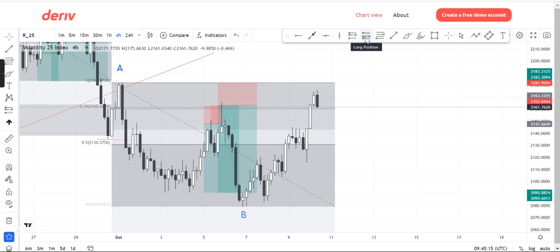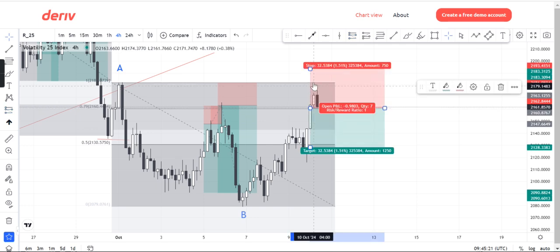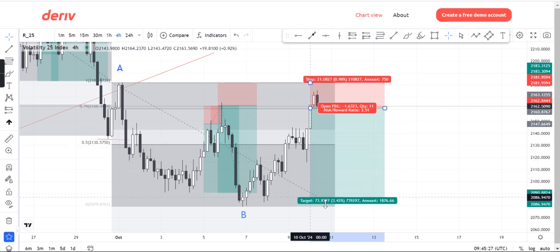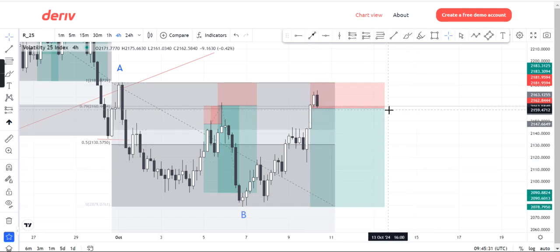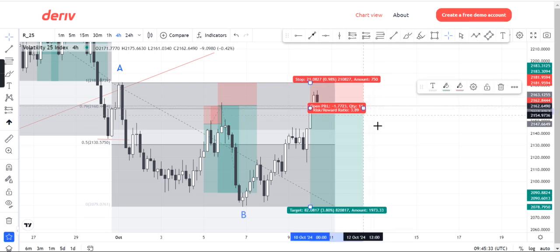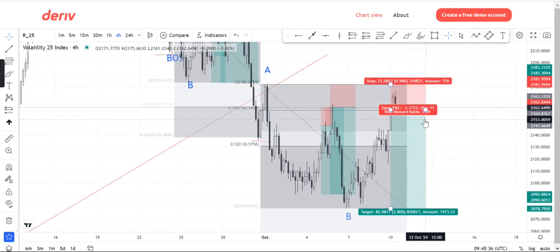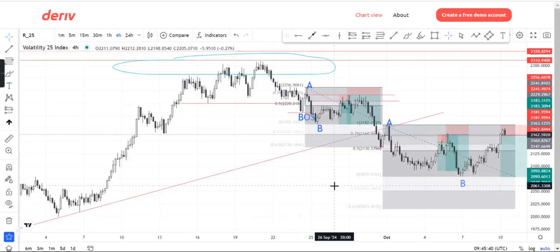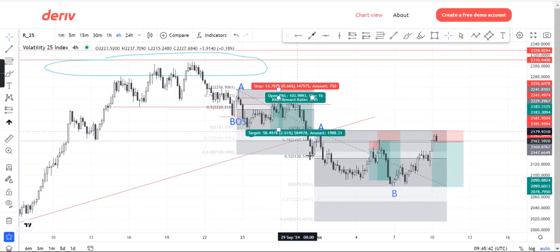So this is actually our signal for today on volatility 25. I'll be entering when market closes below this point and when I get my confirmation. So this is our trade for today on the volatility 25. That's all we have. You can see how we've been catching the trades up from here.